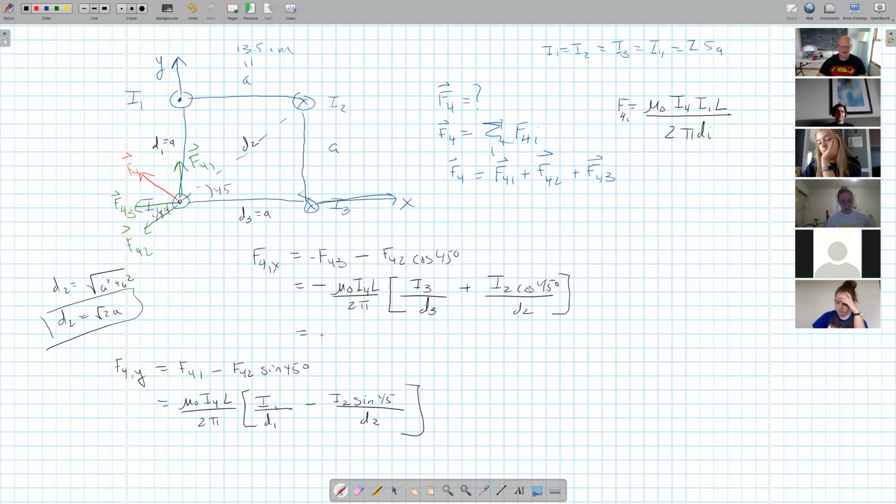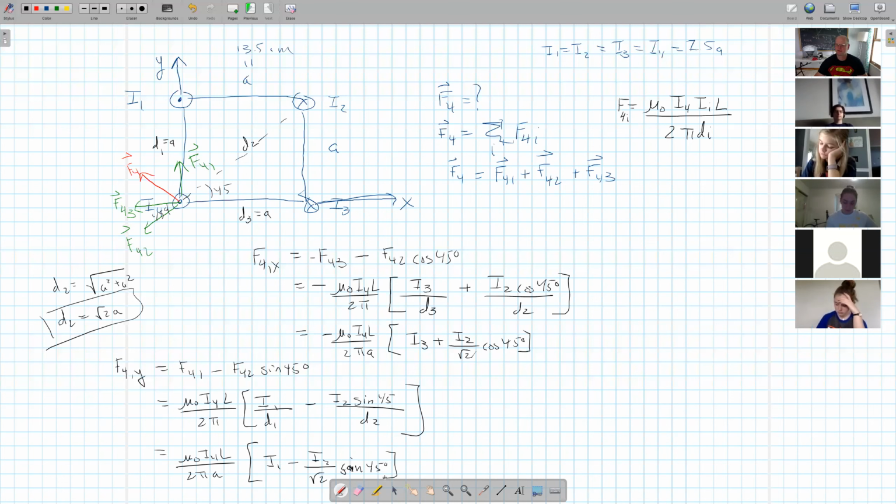So plug everything in. So this becomes minus mu naught I4 times L divided by 2 pi times a, because they all now have a as a factor, so I'm going to pull that out as well. So this becomes times I3 plus I2 divided by the square root of 2 times cosine of 45 degrees. And then this is going to become mu naught I4 times L divided by 2 pi a times I1 minus I2 divided by the square root of 2 times sine of 45 degrees. Okay?